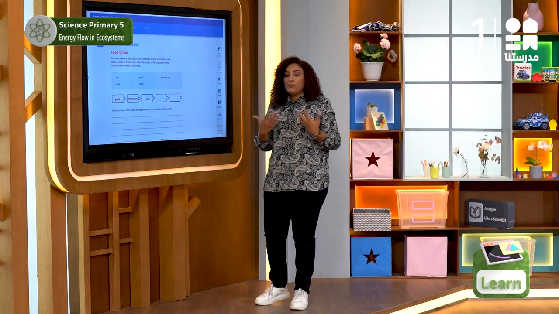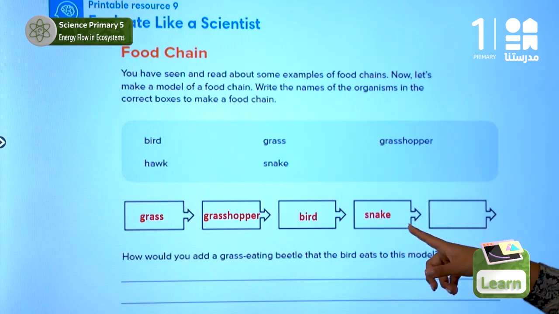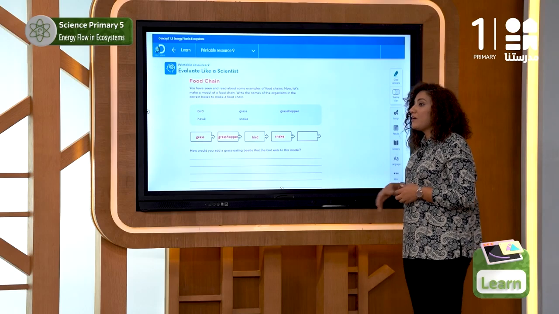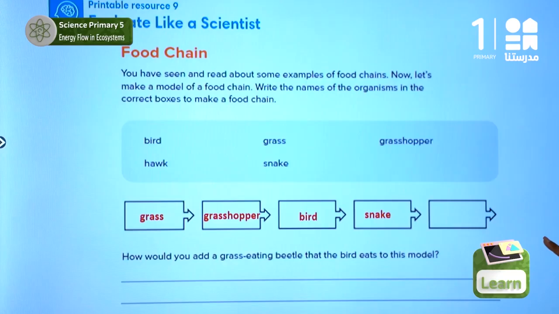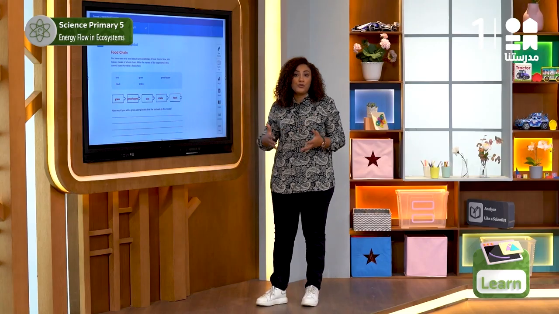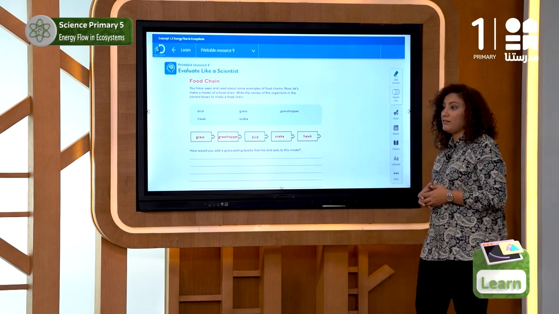And then, what comes next? The snake. So the snake will eat the bird. And after that, what comes at the end? The hawk. So the hawk will eat the snake. Did you observe the interaction among the organisms in the food chain?